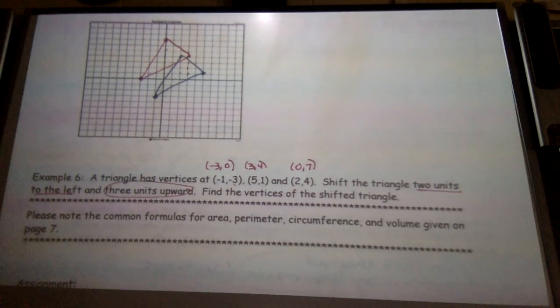Questions there? Make sure you know common formulas for area, perimeter, circumference, and volume. What do I mean by perimeter? The distance around something. Circumference is the distance around a circle. Area for a circle, pi r squared. Circumference, pi times diameter. Area for a triangle, 1/2 base times height. Area of a rectangle, base times height, times width, things like that. Any questions there?